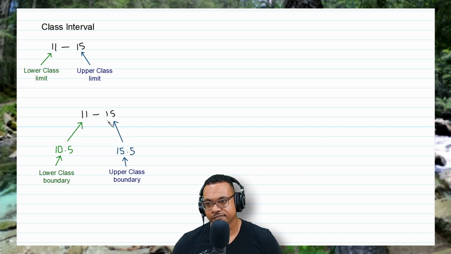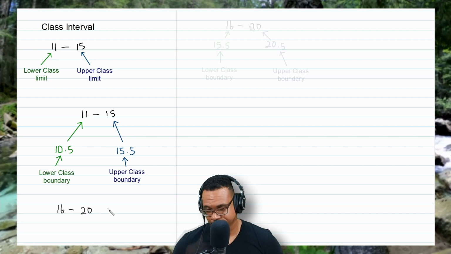So 11 to 15. Our next class interval would be 16 to 20. So this will be the lower class limit and this will be the upper class limit. But the lower class boundary for the 16 would be 15.5. And therefore 15.5 would fall within this class interval. And of course the upper class boundary for this class interval will be 20.5.